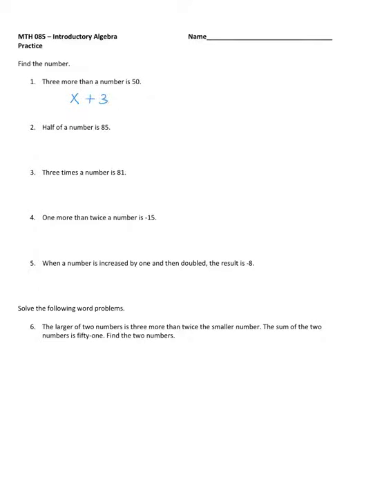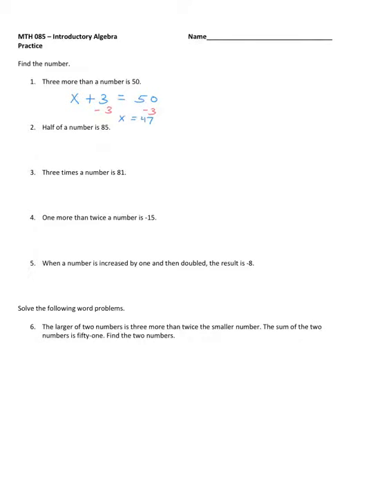So we're increasing this number by 3. Now I see "is," and that's going to represent an equal sign, and on the other side is 50. So we have 3 more than some number is 50. You could have put this as 3 plus x, that would be fine too, but once you have your equation, you can solve it. I would subtract 3 from both sides, and that takes us to our answer, which is x is equal to 47.